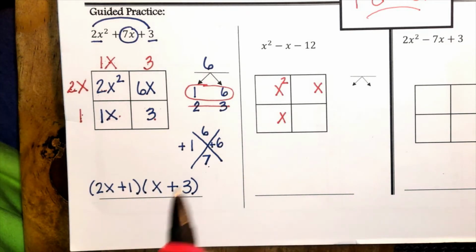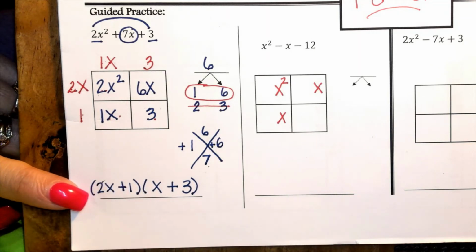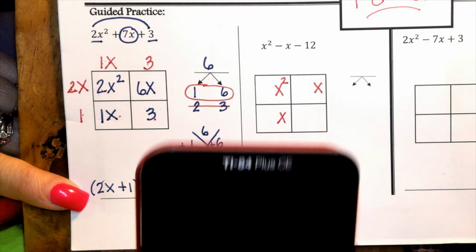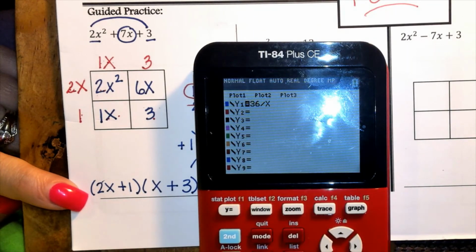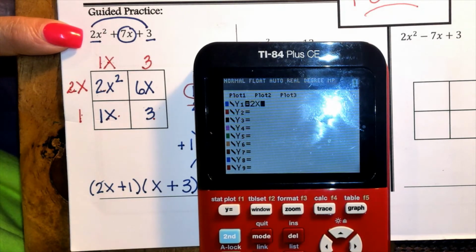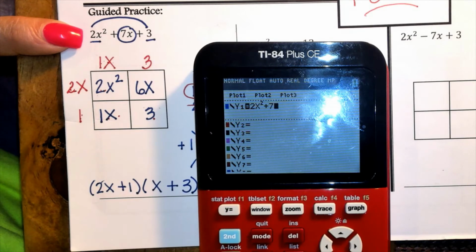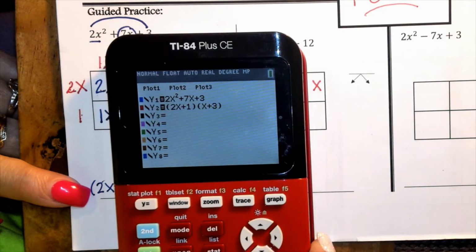Here's another way to check it. It's awesome. I love, love, love quadratics. Okay, here we go. You're going to go to y equals. You're going to put in 2x squared plus 7x plus 3. And then you're going to put in parenthesis 2x plus 1 parenthesis x plus 3 parenthesis. Those are my two equations. I'm going to graph. If I did it correctly, they are going to graph right on top of each other.